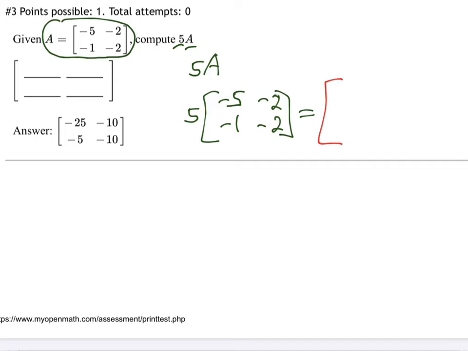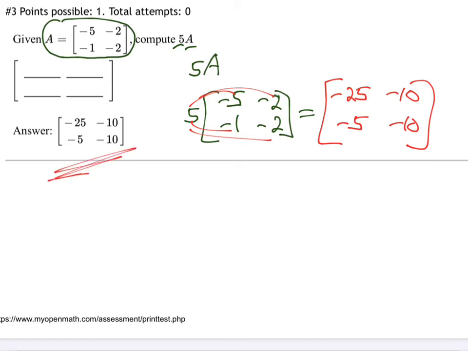Well, I bet you would do what I would do and what pretty much anybody would do, and it's exactly what they did. You just multiply all of them, don't you? You just distribute to all of them. That's exactly the rule. So minus 25, minus 10, minus 5, minus 10. There we go. So that's all you do. As you can see, the answer over here. So whenever you multiply a number by a matrix, just multiply all the numbers inside the matrix.